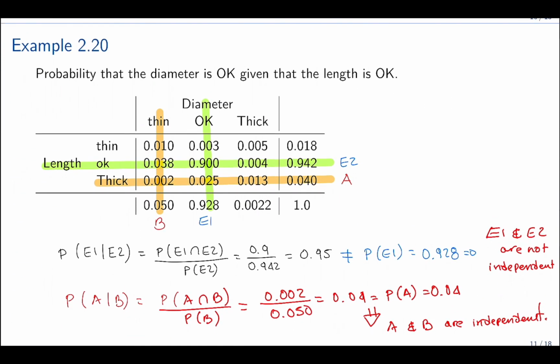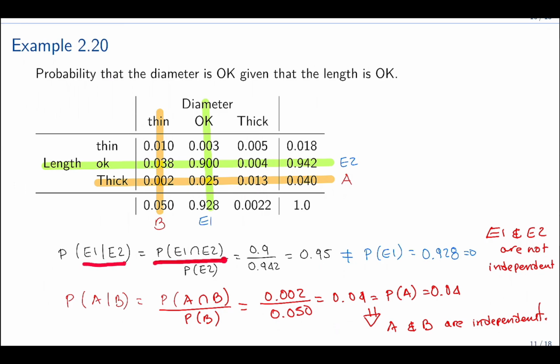Let's look into an example. In the case of the manufacture of the rods again, we already computed the probability of the length being okay given that the diameter is okay. So that was this intersection. And so let's have a look at some conditional probability here. Again, the same problem. E1 is the event of the diameter being okay, and E2 is the event of the length being okay. So what is the probability of E1 given E2?